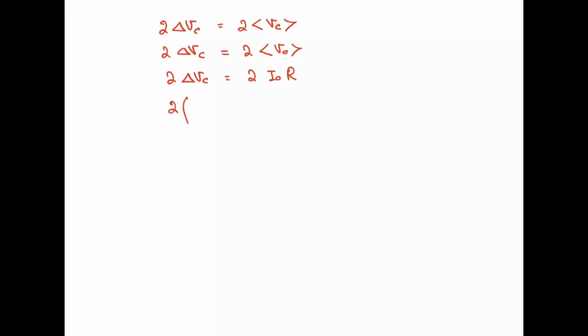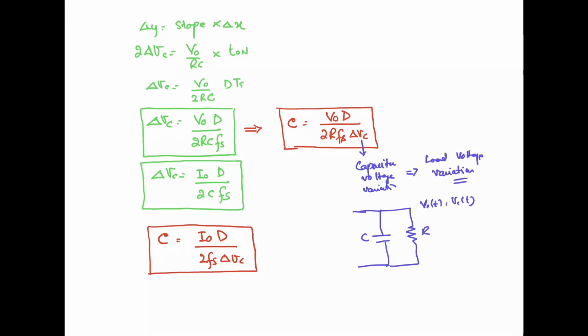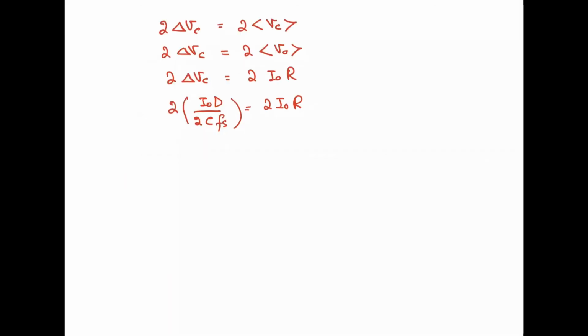So now I can write 2 into I naught into D by 2 into C into Fs, that should be equal to 2 into I naught into R. So from where have we taken this delta Vc? Delta Vc is taken from this expression, right? So now what is this capacitance? This is basically the critical capacitance, because we have the condition when the circuit is entering from CCM mode to the DCM mode. So this will be the critical capacitance.